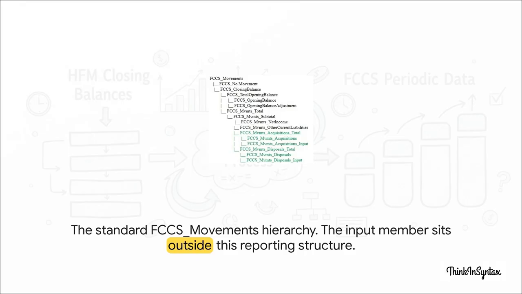If you look at this visual, you can see the standard reporting hierarchy for movements. Everything rolls up nice and neat. But look closely. FCCS Closing Balance Input is sitting completely outside of that structure. It's intentionally separate, a non-reporting member. And that means data loaded here won't automatically mess up your financials, which is exactly why we need the second part of our solution, the calculation.